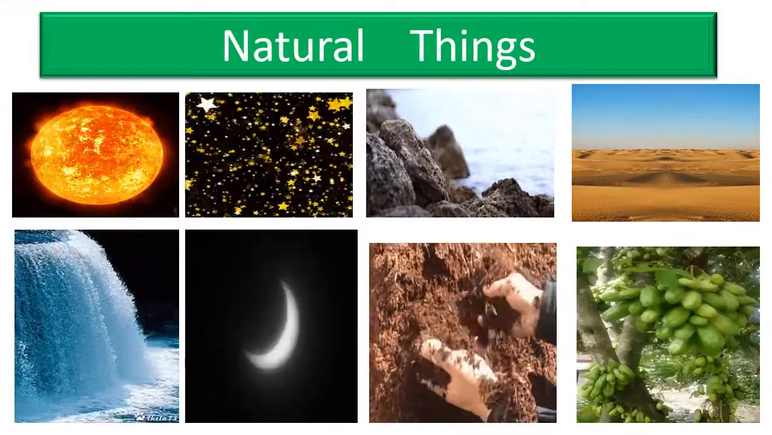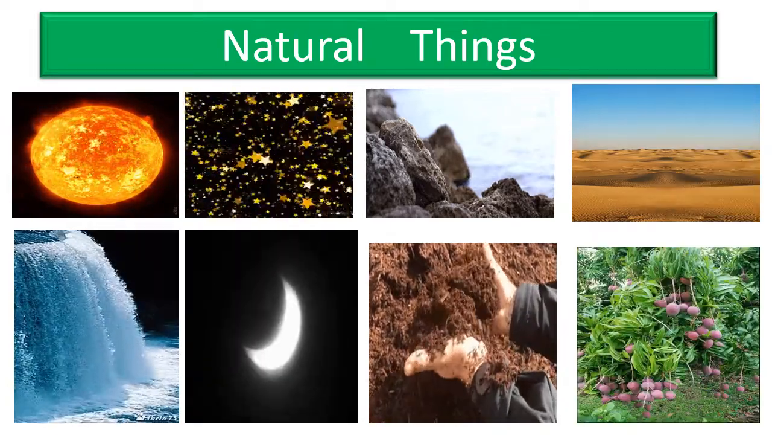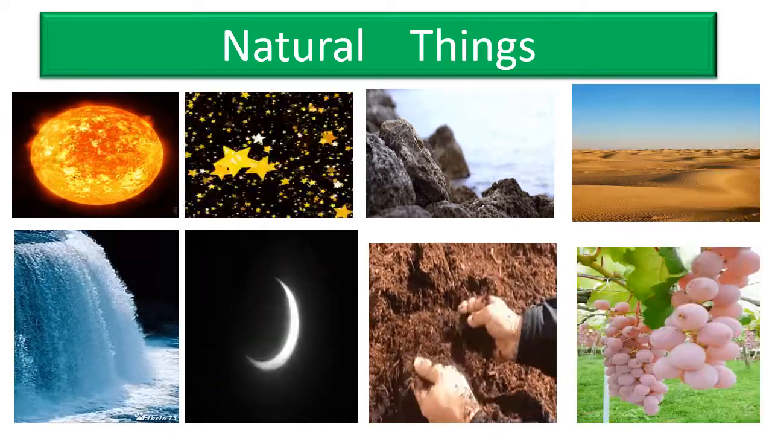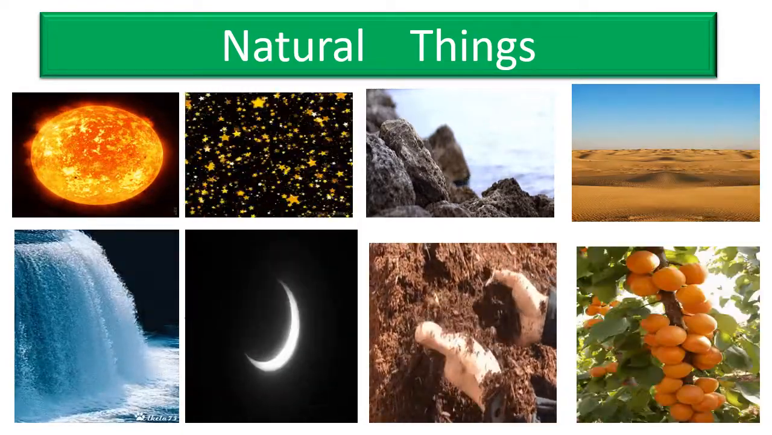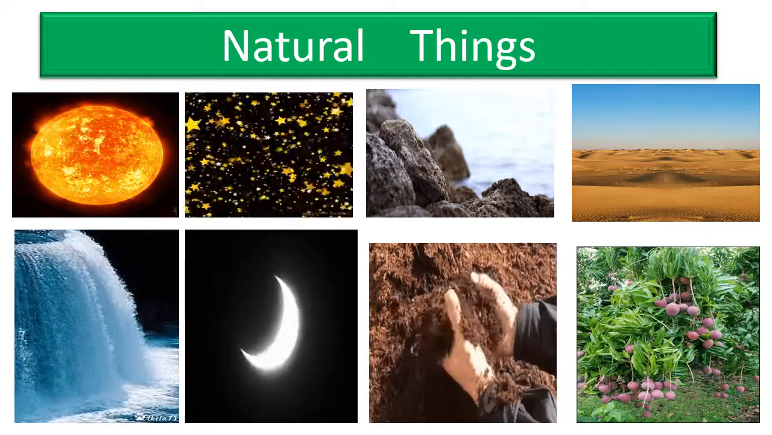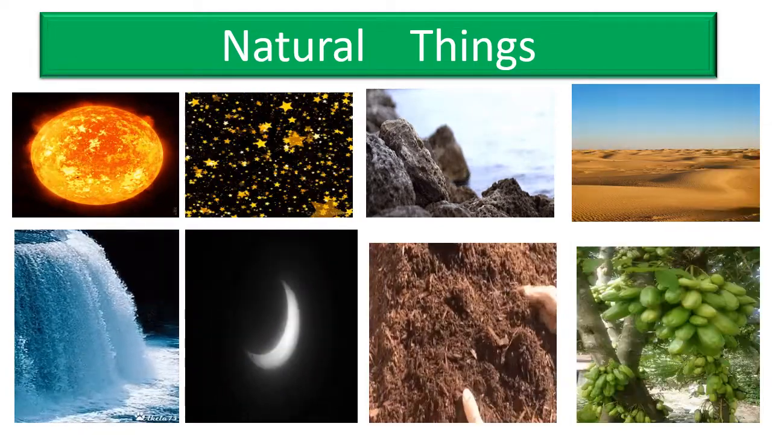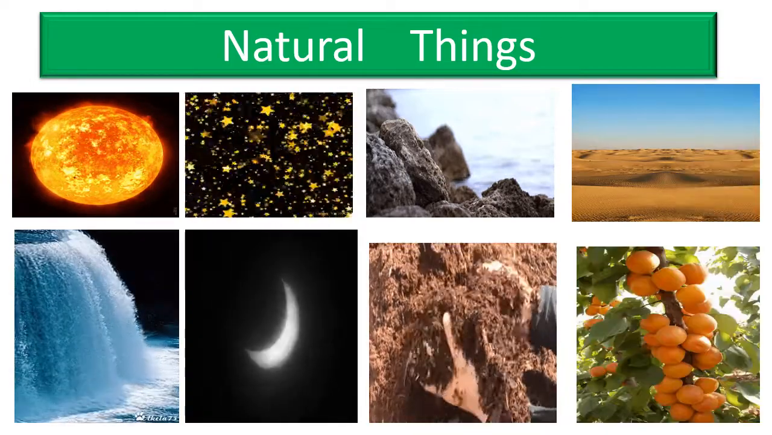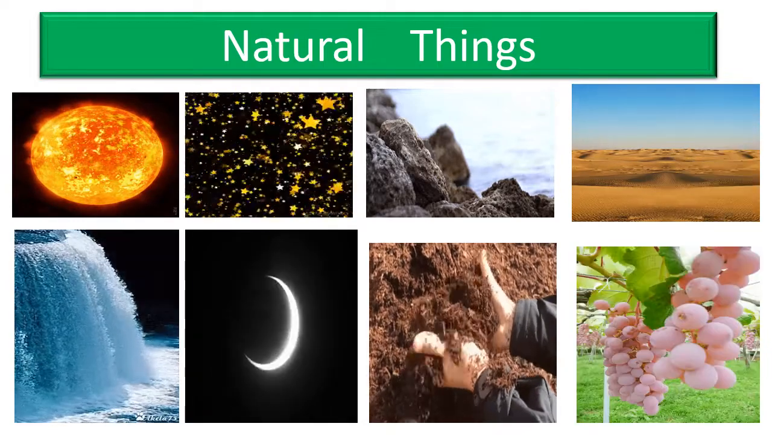Here is a slide which shows us natural things or things which we are given freely by God. And they are the sun, the stars, the moon, the rocks, soil, sand, water, plants and animals. These are all natural as they are found in nature.